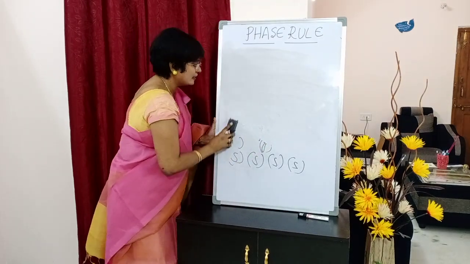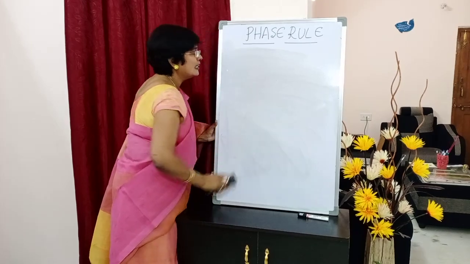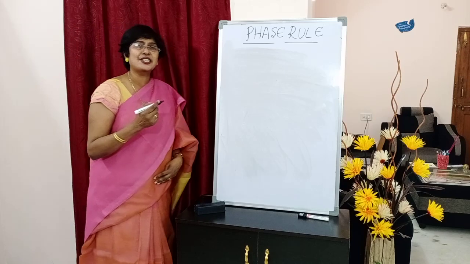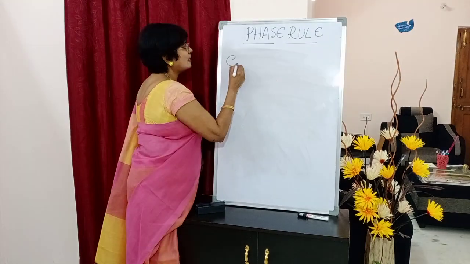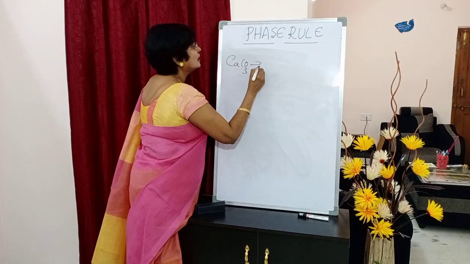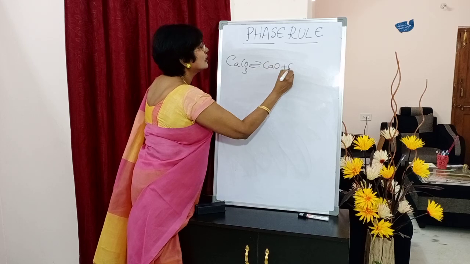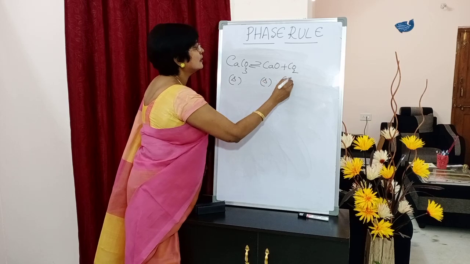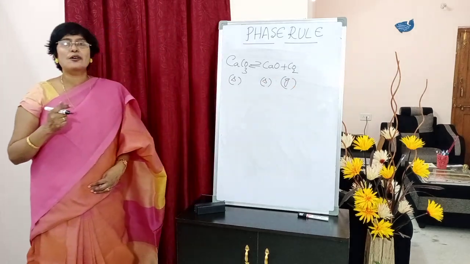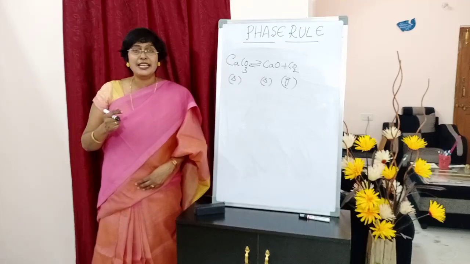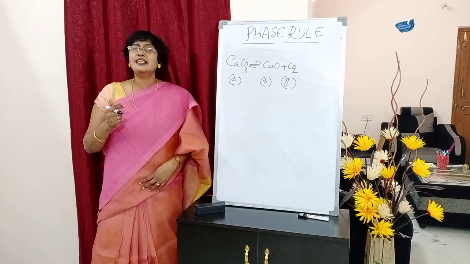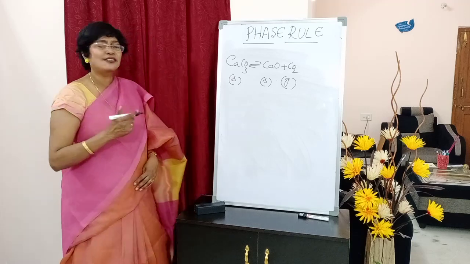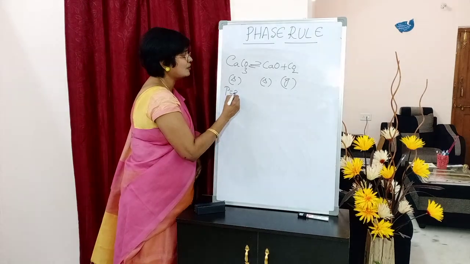Next, third example, students. Put the side heading, decomposition of calcium carbonate. So write down the reaction. Decomposition of calcium carbonate. You know there are 3 phases. What are they? Solid phase of calcium carbonate, solid phase of calcium oxide and gaseous phase of carbon dioxide. Okay. So how many phases, students? 3 phases. P is equal to 3.